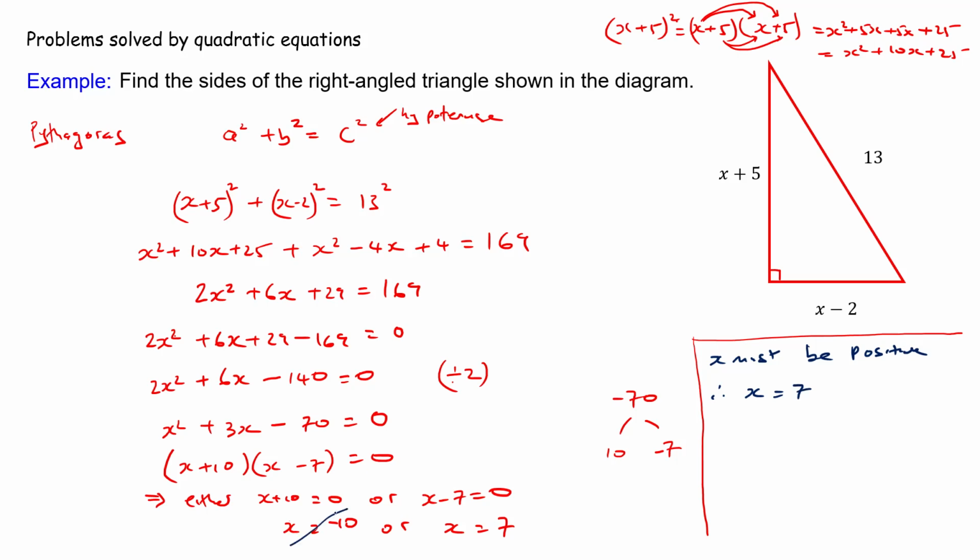Okay. Now then, since x is equal to 7, one side is x plus 5. So that's going to be equal to 7 plus 5, which is equal to 12. And the other side is x minus 2, which is going to be 7 minus 2, which is 5. So those are our two sides then. And that's job done. So what I want you to do is to hit pause, copy this example down, copy the diagram. When you're ready, hit play again, and we'll look at another example.